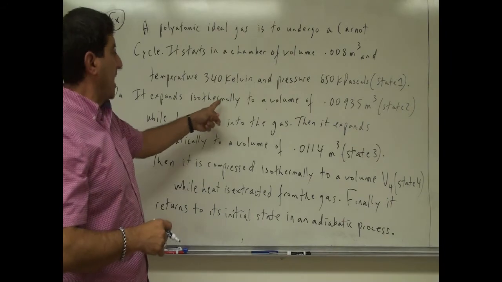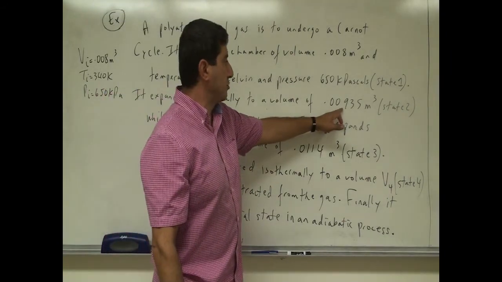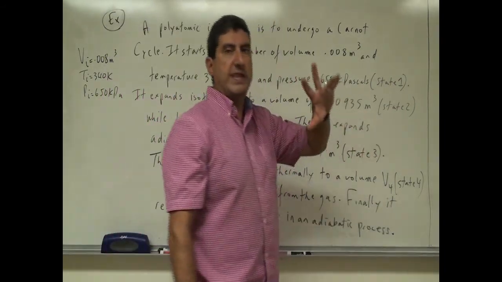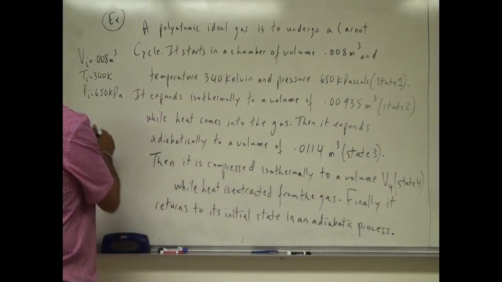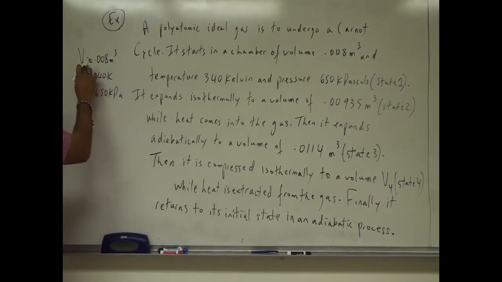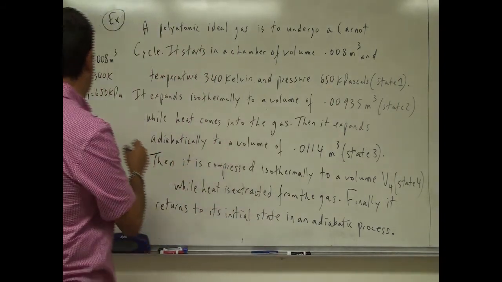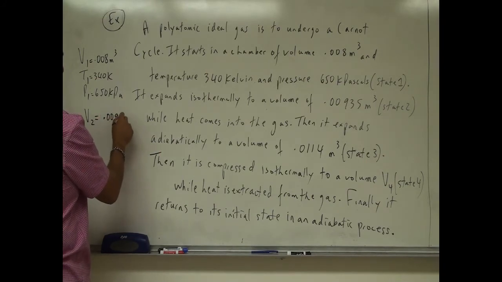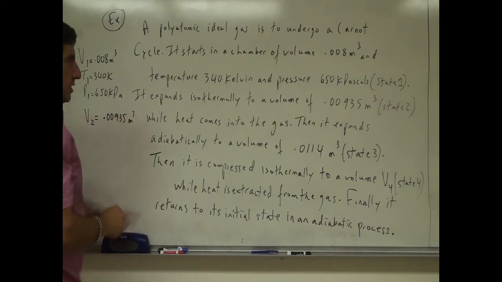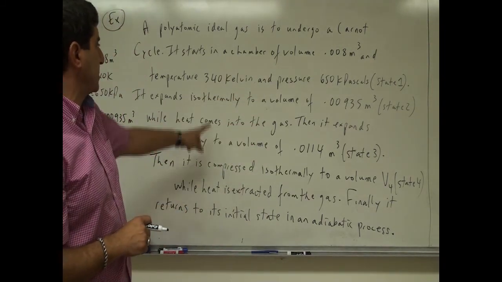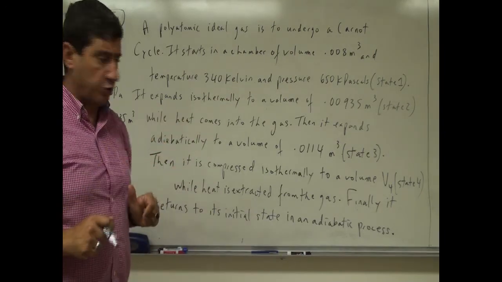Then it says it expands isothermally to a volume 0.00935 meter cubed. So we can call that state 2. So we'll call that V2, right? So this one we'll just call V1, T1, and P1, since those are all the initials. V2 is going to be 0.00935 meter cubed. That's what I'm calling state 2, while heat comes into the gas, it says. So the first process is always isothermal in the Carnot cycle, right?